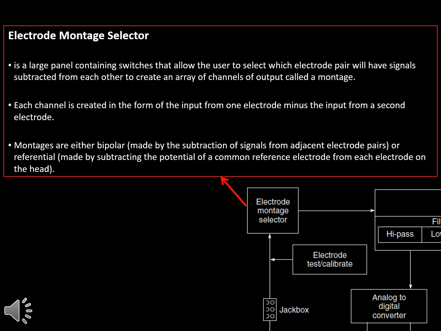EEG signals are transmitted from electrodes to the jack box and then to the montage selector. The montage selector on an analog EEG machine is a large panel containing switches that allow the user to select which electrode pair will have signals subtracted from each other to create an array of channels of output called a montage. Each channel is created in the form of input from one electrode minus the input from a second electrode. Montages may be bipolar or unipolar. Bipolar montages are made by subtraction of signals from adjacent electrode pairs. Unipolar or referential montages are made by subtracting the potential of a common reference electrode from each electrode on the head.